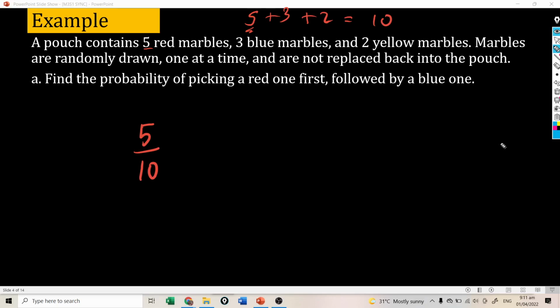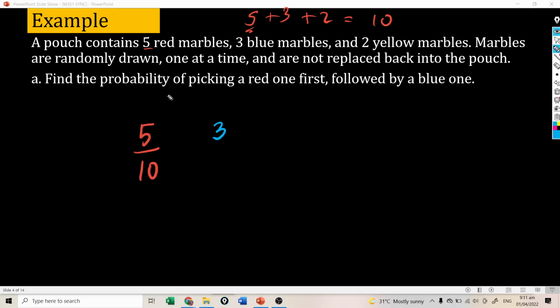Now, what is the probability that you get a blue one on your next draw? Ilan ba ang blue? Nakapili ka na ba ng blue? Hindi pa. So, ang blue marbles ko may tatlo. Yan, 3. But this time around, remember, they are not replaced back into the pouch.